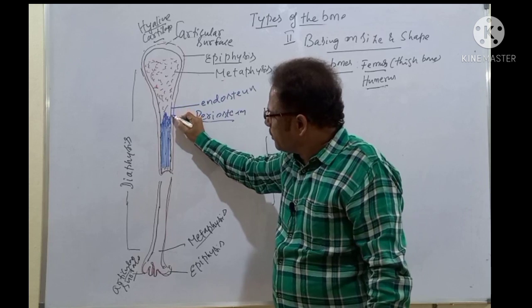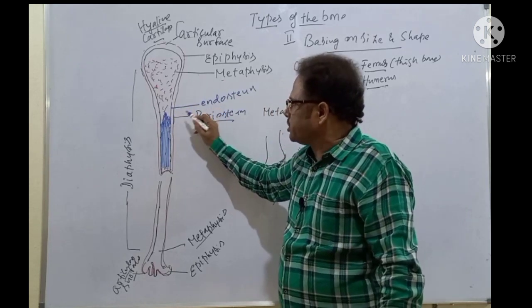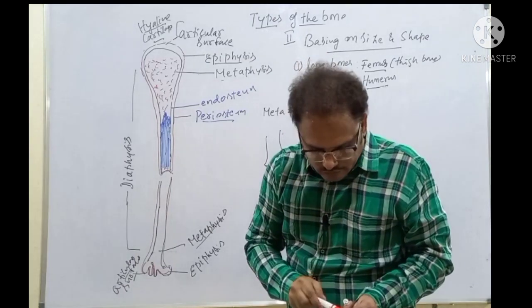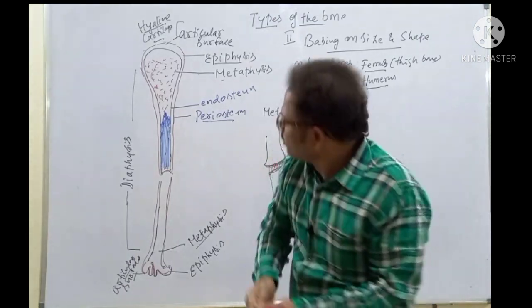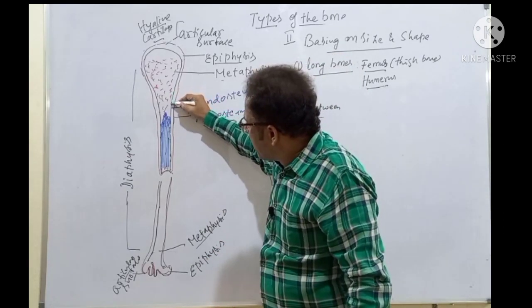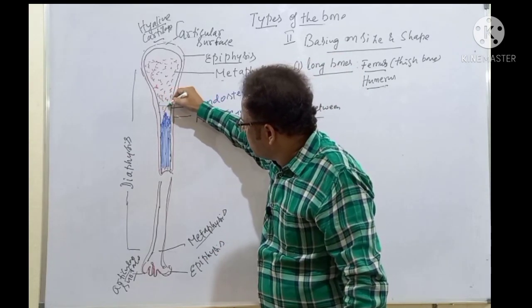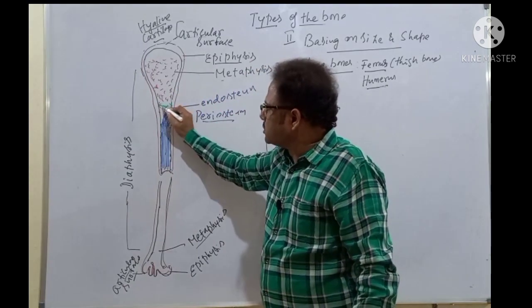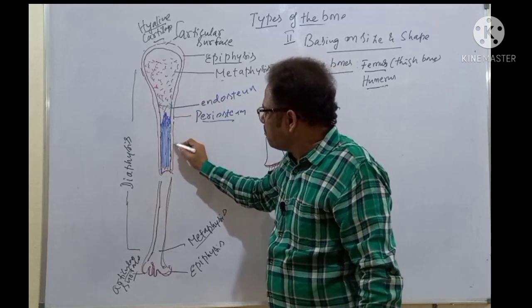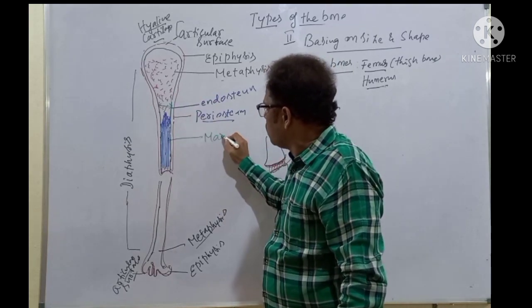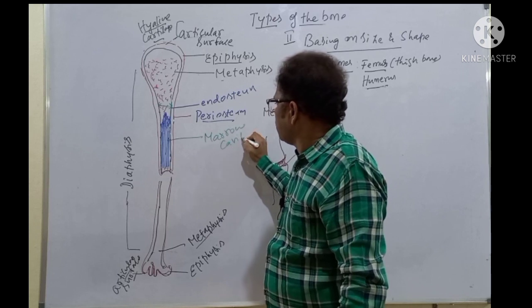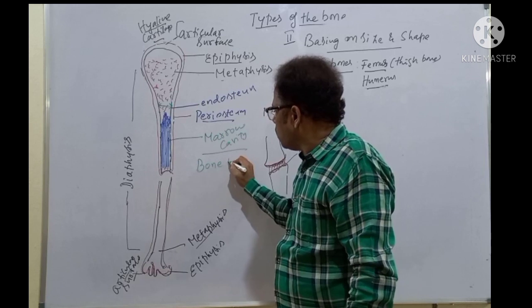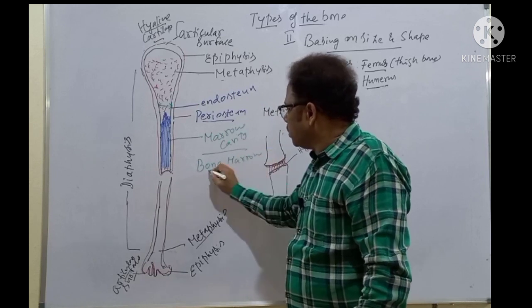Inner one, this membrane, is called the endosteum. Now, what is this one here called, inside this one? See here, this one is a marrow cavity. I am drawing with a green sketch here, arrow marking here. This one is a marrow cavity. The marrow cavity contains which one? Bone marrow. The myeloid tissue is there.